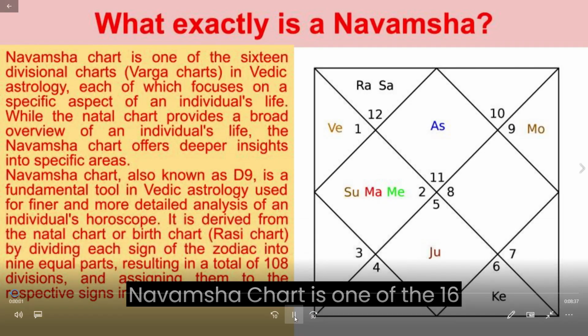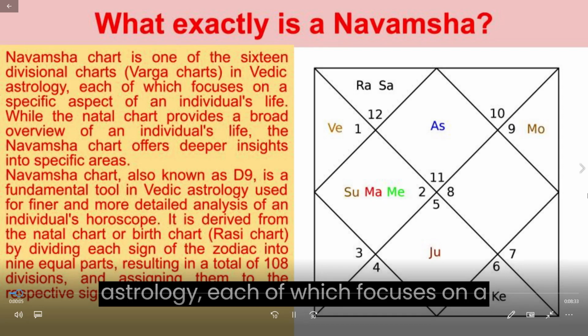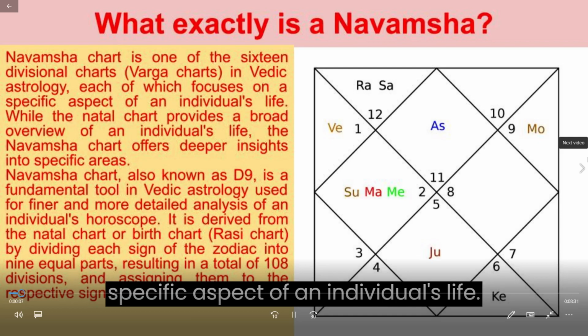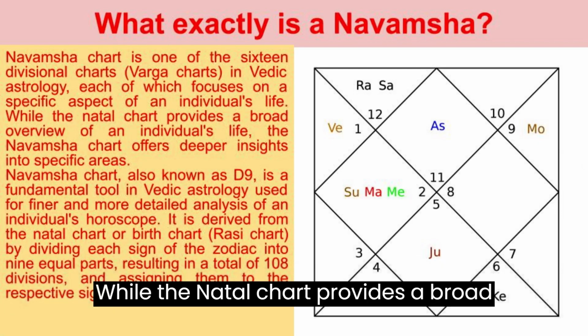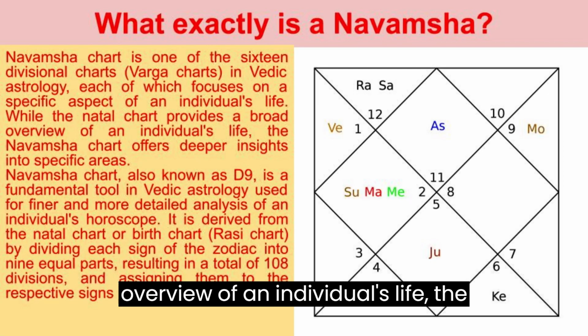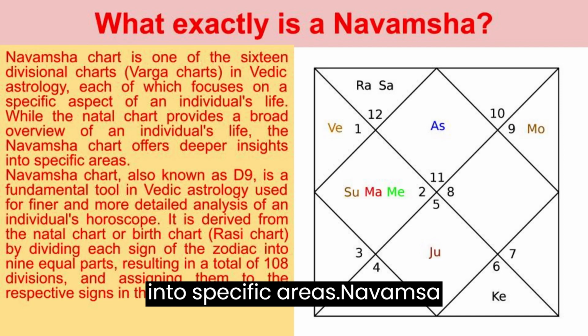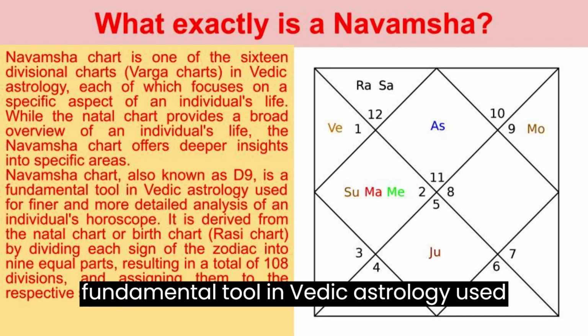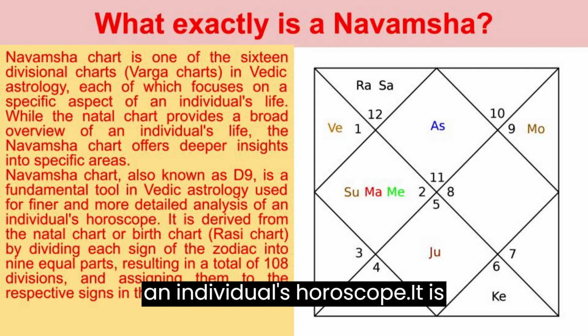Navamsha chart is one of the 16 divisional charts, Varga charts, in Vedic astrology, each of which focuses on a specific aspect of an individual's life. While the natal chart provides a broad overview of an individual's life, the Navamsha chart offers deeper insights into specific areas. Navamsha chart, also known as D9, is a fundamental tool in Vedic astrology used for finer and more detailed analysis of an individual's horoscope.